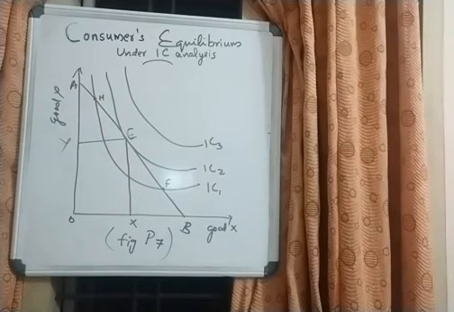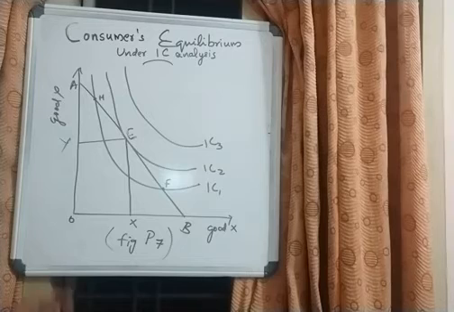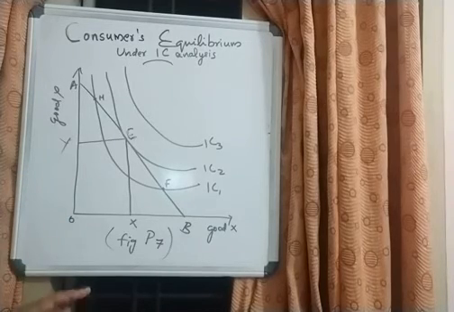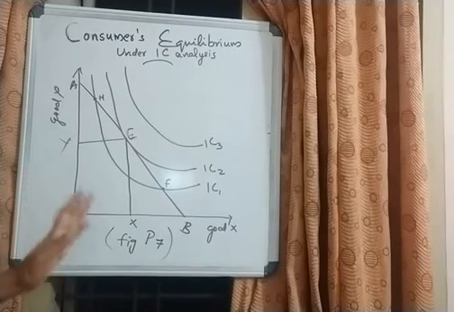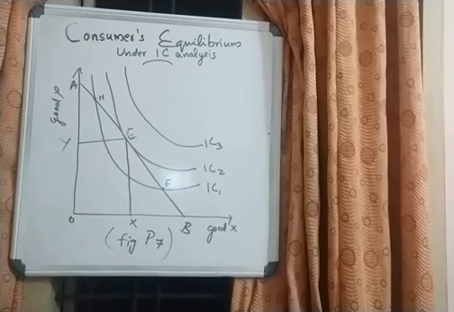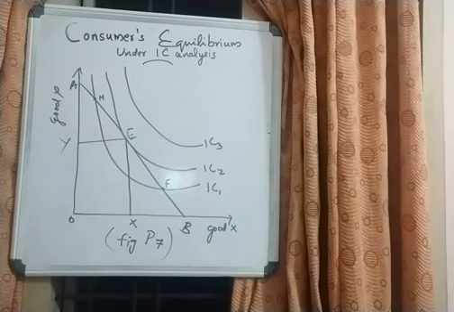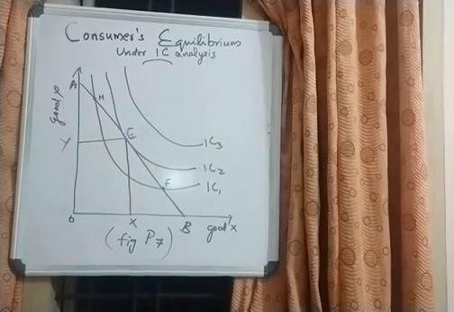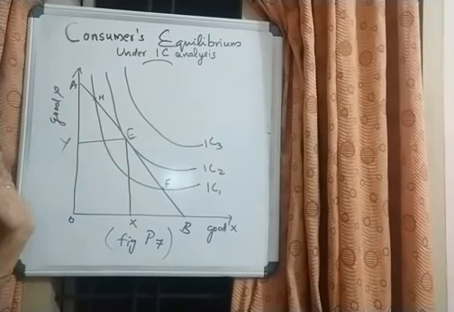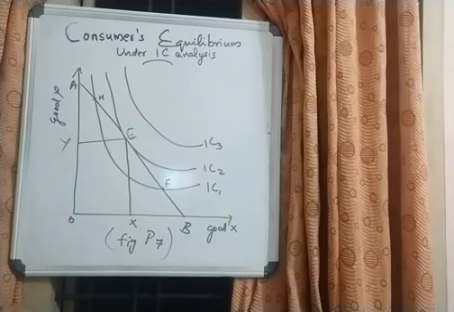At equilibrium, the indifference curve must be convex to the origin. That is, MRS must be diminishing. That is the assumption. At that point, the indifference curve must be convex to the origin. So, this is the indifference curve analysis. Thank you.